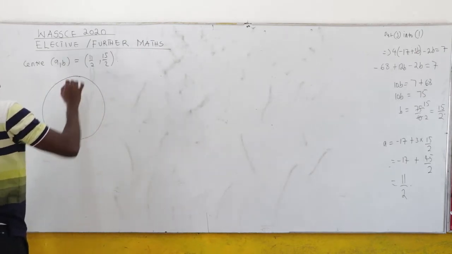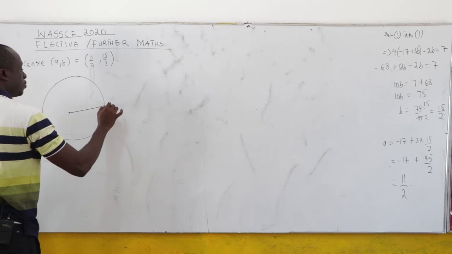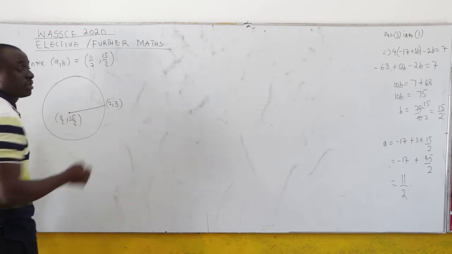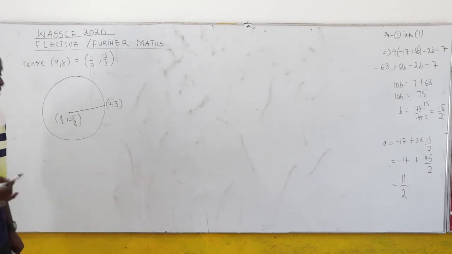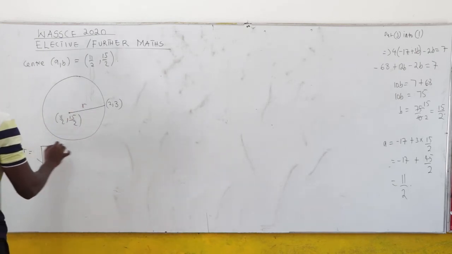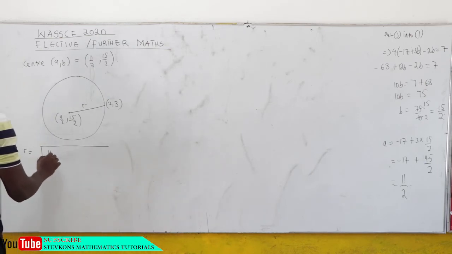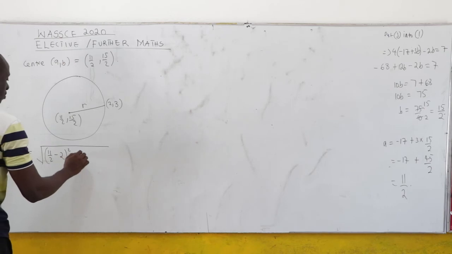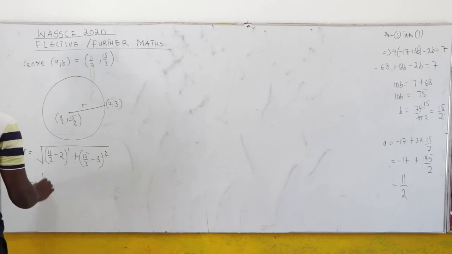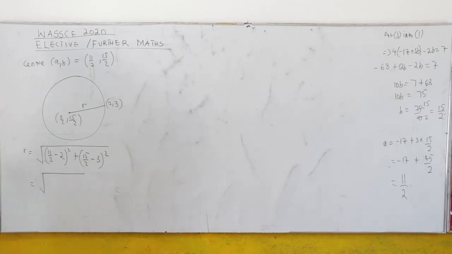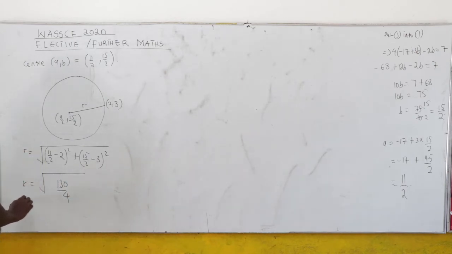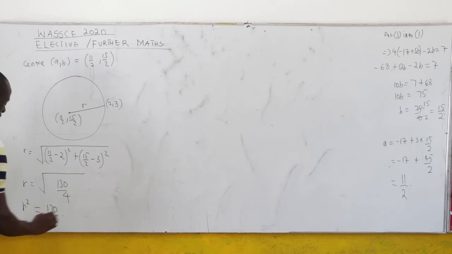Now let's find the radius. We know the center, and a point on it; let's choose the point (2, 3). Now the center is (11 over 2, 15 over 2). If you like, you can choose the point (1, 1); it will also work. So how do we find our r? We know r is the square root of 11 over 2 minus 2, all squared, plus 15 over 2 minus 3, all squared. When we work this out, we get the square root of 130 over 4, that is r. So when you square both sides, you get r squared equal to 130 over 4.